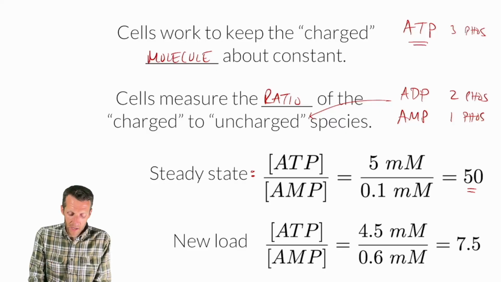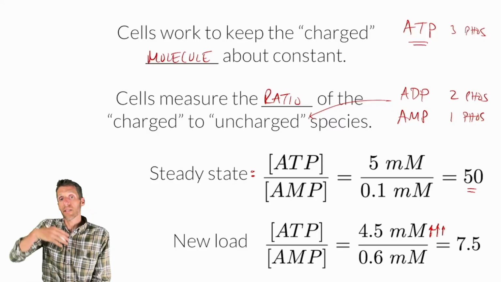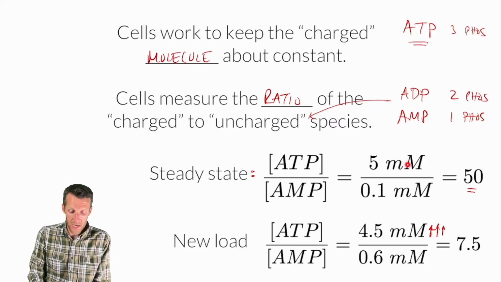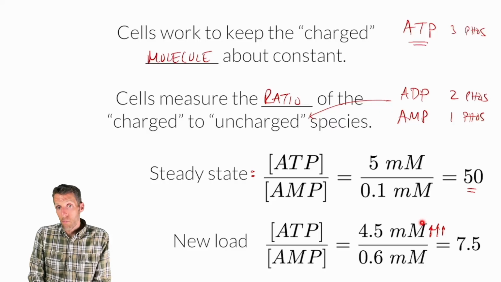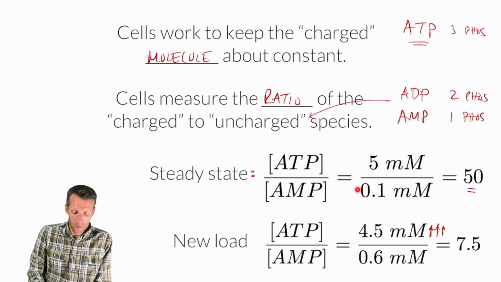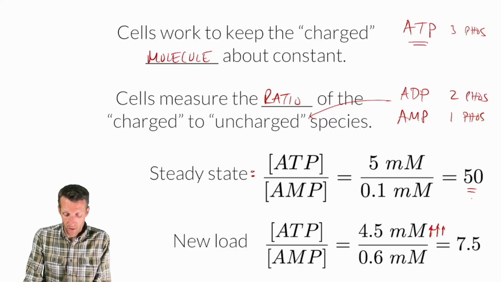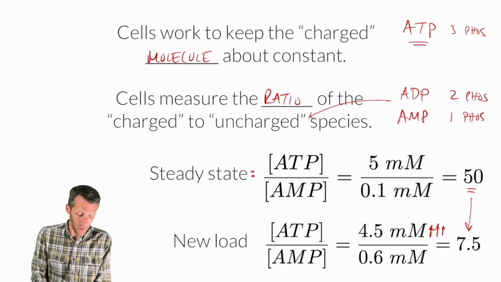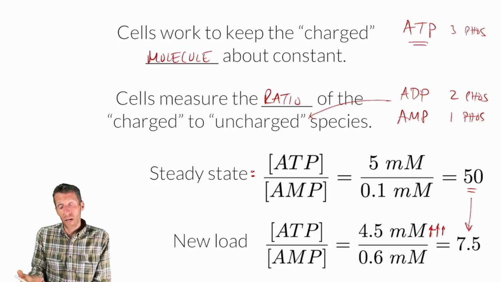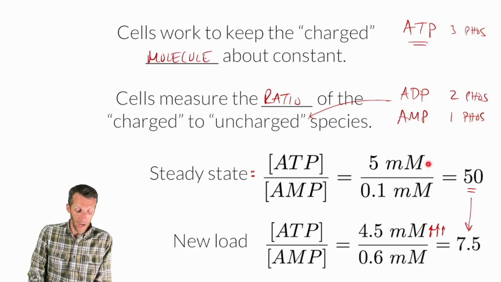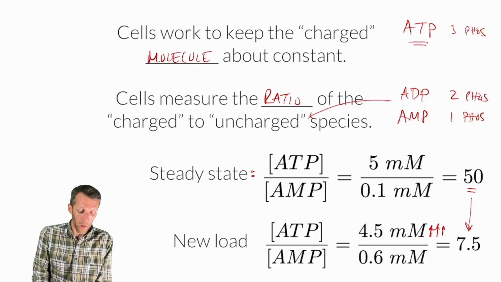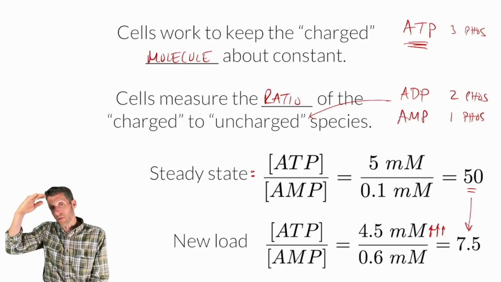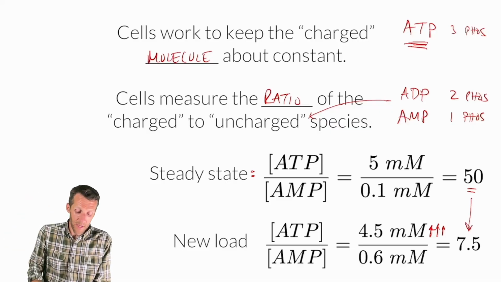We'll see the ATP concentration doesn't drop very much. There's homeostatic mechanisms that work really hard to keep the ATP concentration relatively high, so we have a small change in our ATP concentration. But since cells are measuring the ratio of these two, we see a very large change in the ratio. It goes from a 50-fold excess of ATP to AMP to now only a 7.5-fold excess. So a cell can say, oh my goodness, I need to make more ATP, even while the ATP concentration is remaining high. So cells work to keep the charged molecule concentration about constant. They're going to keep ATP levels high, but they're going to measure how much energy is around as the ratio, which can change quite a bit.